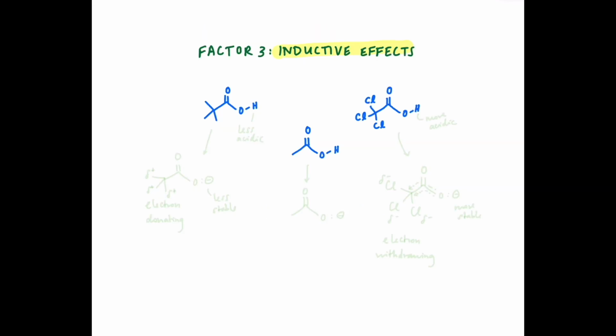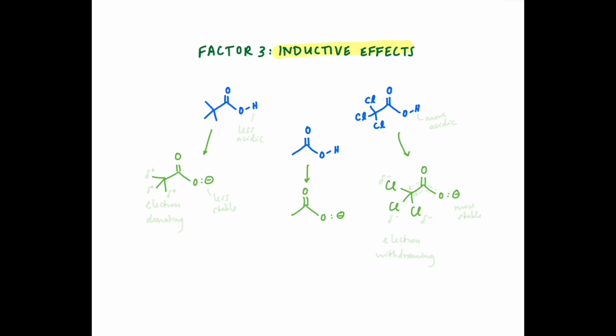The third factor relates to inductive effects. So again, we have 3 similar structures, and let's draw those conjugate bases. First we have the alkyl groups with that negative charge still on that oxygen. Similar structure here, the negative charge also on the oxygen. And then our third structure has 3 chlorine groups adjacent to our carboxylic acid. When we remove that proton, the negative charge will be on that oxygen.